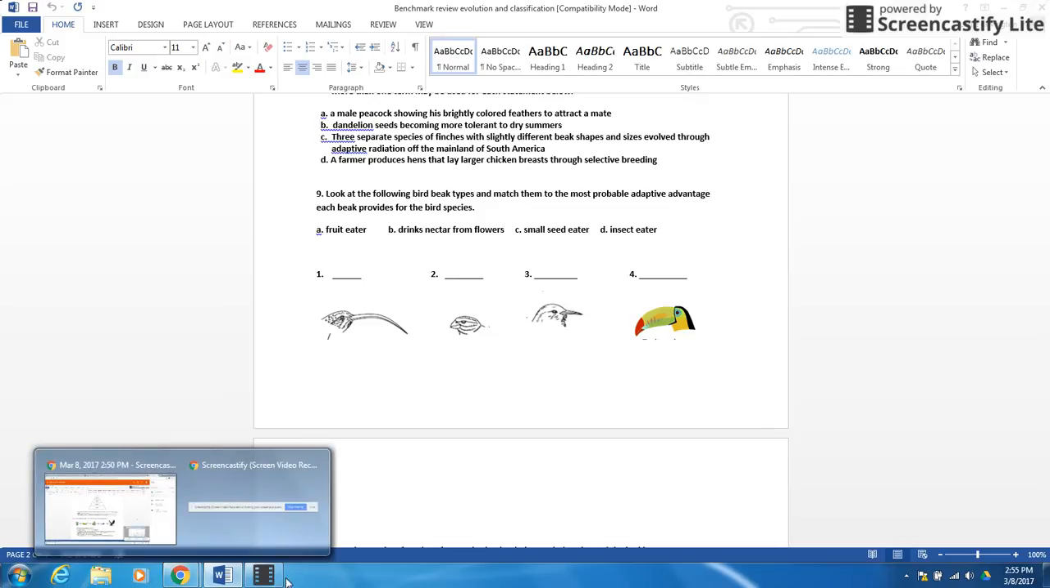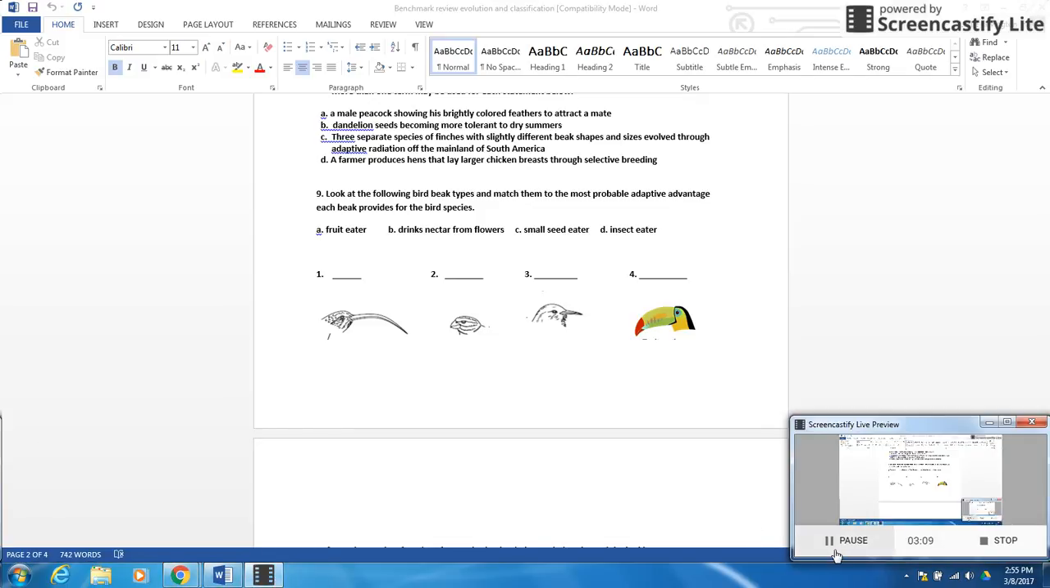All right, we looked at beaks a little bit. Depending on the beaks, it depends on what kind of food these birds tended to eat. In this case, if we're looking here, this kind of looks like a hummingbird, so this would be your nectar drinker. And here you have your small seed eater. This kind of looks like a sparrow. And you have another insect eater, something similar to a cardinal or something like that. And then you have a fruit eater.